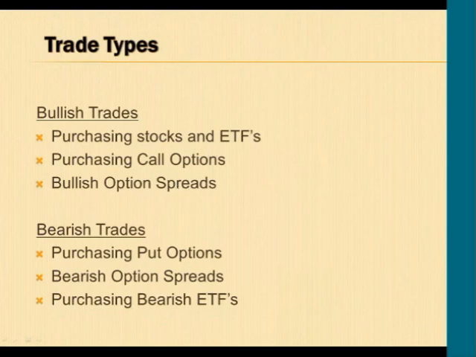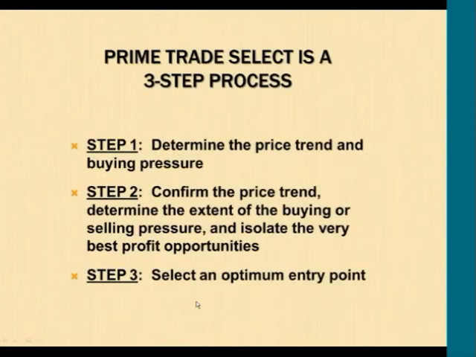And if Prime Trade Select indicates a sell signal, then we want to take bearish trades for that stock by purchasing put options, bearish option spreads, or bearish ETFs. So Prime Trade Select is our trade selection process for our directional trades, and it's a three-step process. Step 1 is we want to determine the price trend, and we use our trend following systems to do that. Step 2, we want to confirm the price trend, and step 3 is we want to select an entry point.